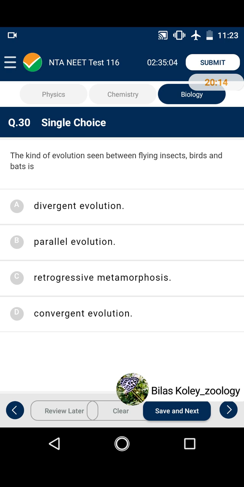Now question number 30. The kind of evolution seen between flying insects, birds and bat is, and the options are divergent evolution, parallel evolution, retrogressive metamorphosis, convergent evolution. In this question the right option will be option D, convergent evolution.